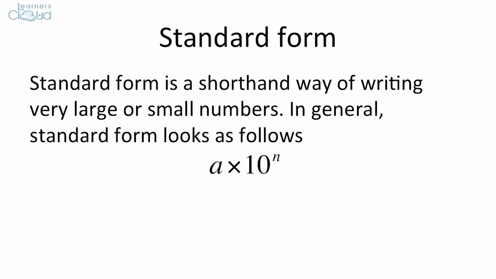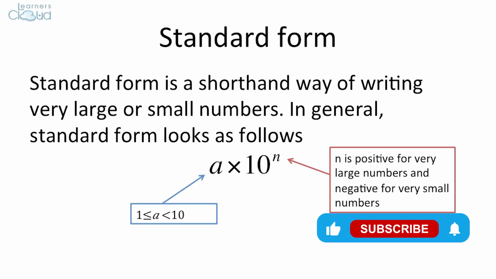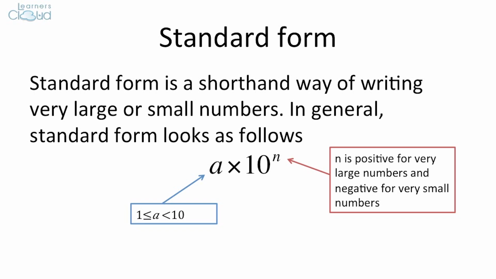Now there are certain rules applying to a and n. A, the number, must be between 1 and 10. It can't be 10, but it can be 1. But it must be a number between 1 and 10. N, however, can take two different types of values. It can be positive if we're dealing with very large numbers, or negative for very small numbers. So it's important to remember what happens to that power if we're dealing with either a very large number or a very small one.